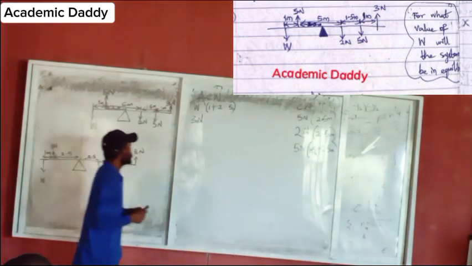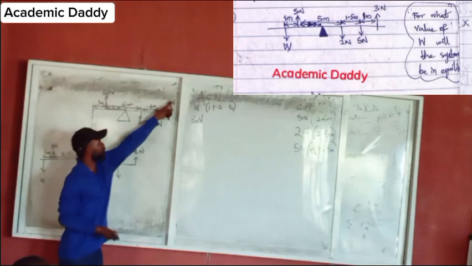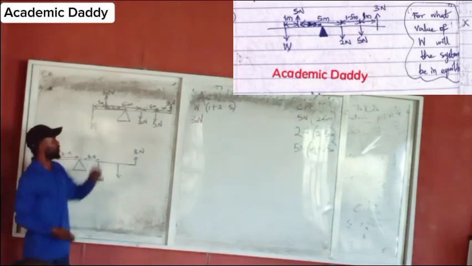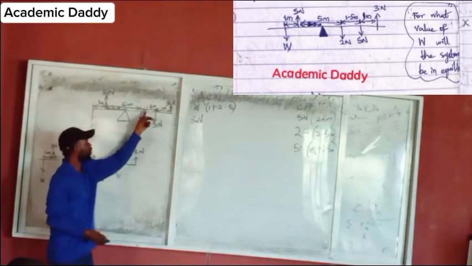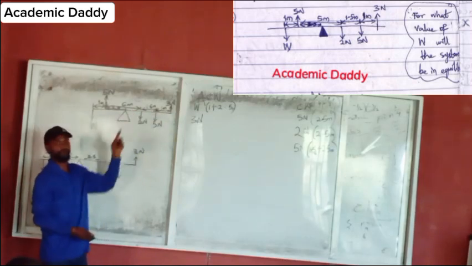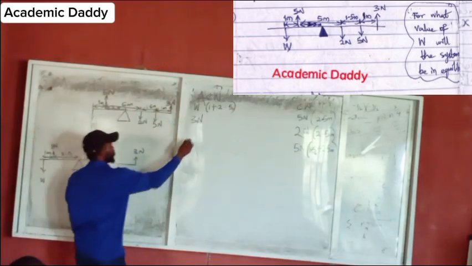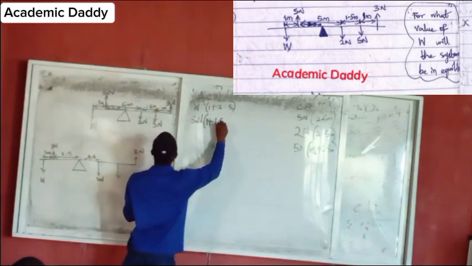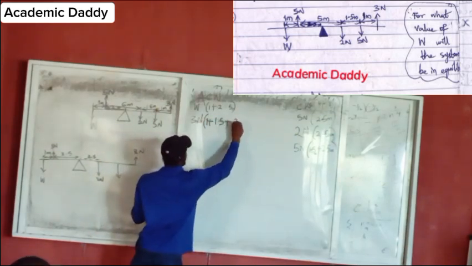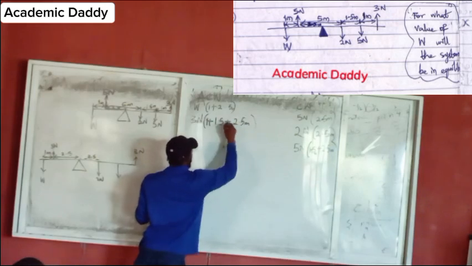Now for the 3 Newton, we need to analyze. See that we are going towards this side, shall we? So you see what this 3 Newton will cover? It will cover 1 meter, 1.5, and 2.5, right? Yes. So this will cover 1 plus 1.5 plus 2.5 meter.